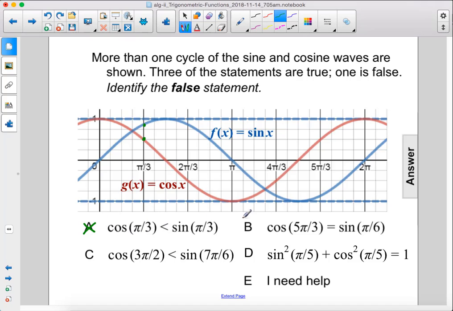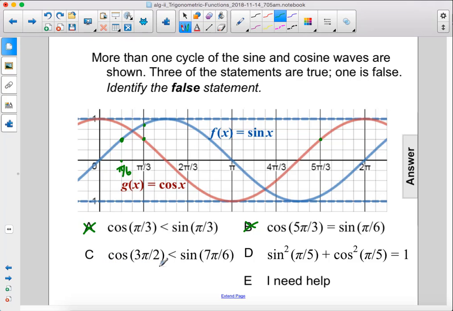3. This is true. Cosine of 5 pi over 3, so that's this point here, equals sine of pi over 6. So where's pi over 6? Well, this is pi over 3. If we divide pi over 3 by 2, we get pi over 6. So here's pi over 6. Sine of pi over 6 is right here at 1/2. And look, 5 pi over 3 has a cosine of 1/2. So this is true. We can eliminate that one.